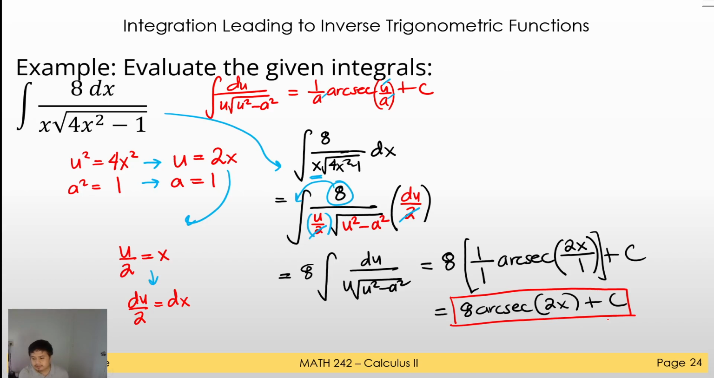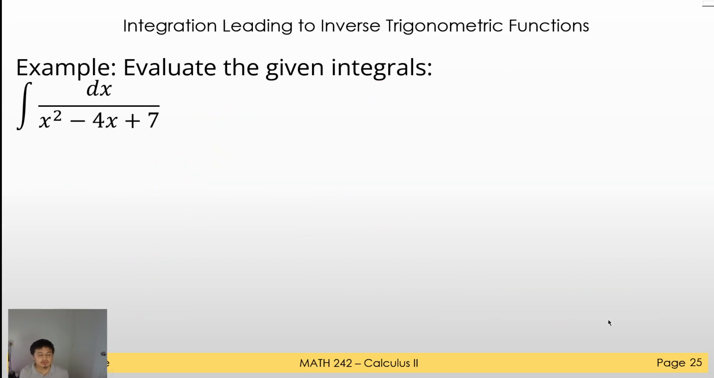That's it. Next one. So evaluate this given integral. So how do we integrate this? As you can see, maybe we can try using u substitution. But I don't think it will work. We cannot cancel this x if we let u is equal to x squared. You can try that one.